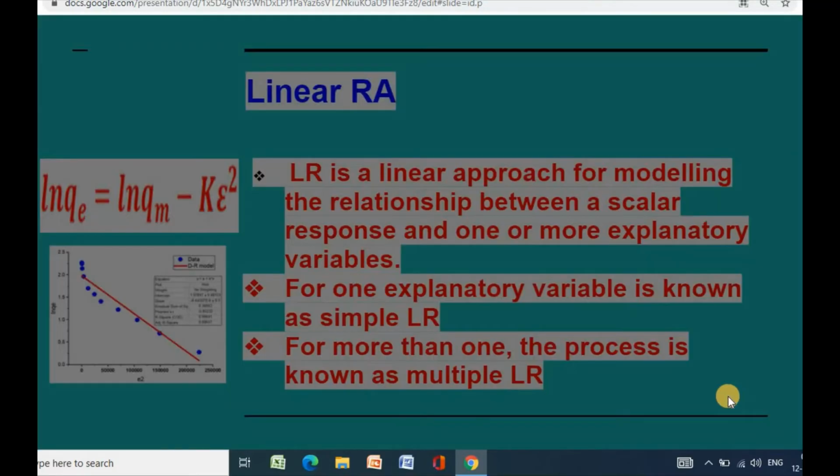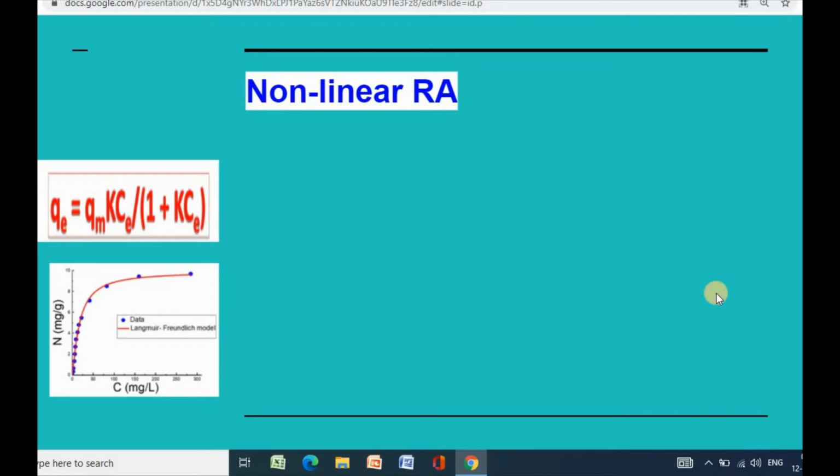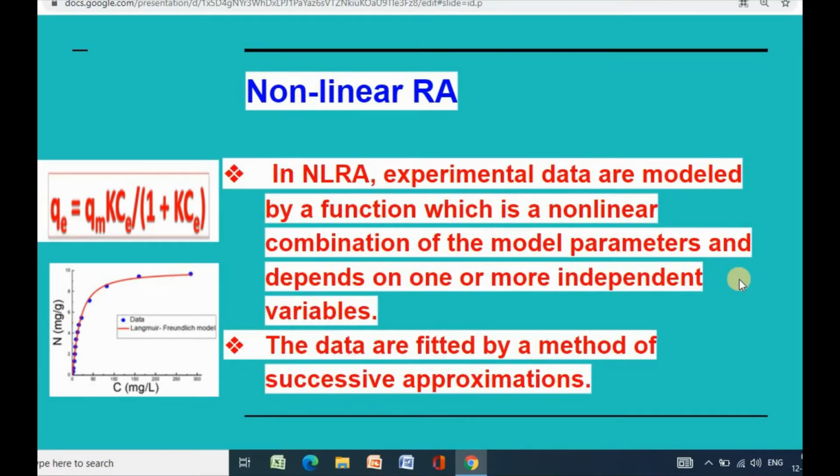Let us consider nonlinear regression analysis. In case of nonlinear regression analysis, experimental data are modeled by a function which is a nonlinear combination of the model parameters and depends on one or more independent variables, and the data are fitted by a method of successive approximation. A typical example of nonlinear regression analysis is Langmuir isotherm fitting.